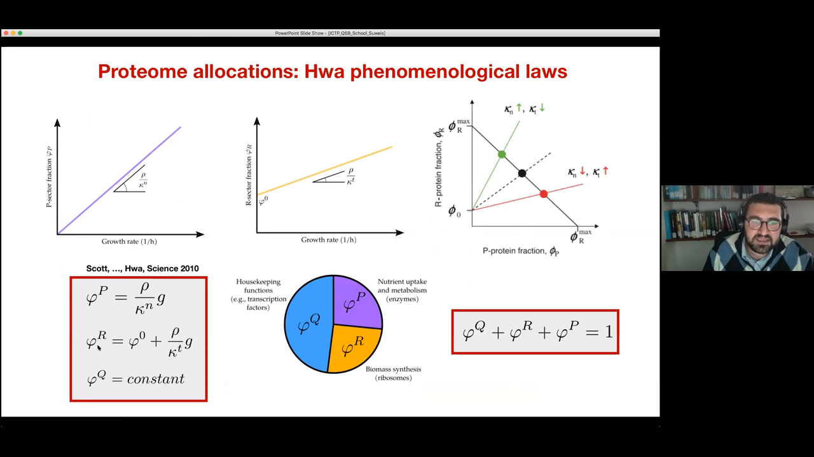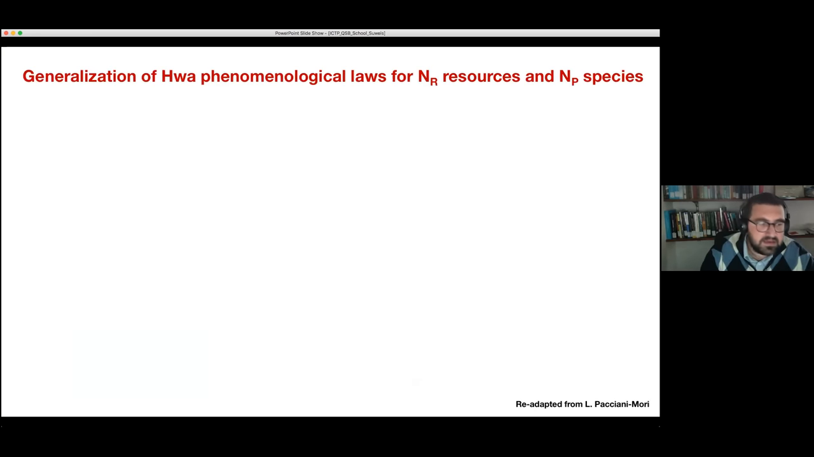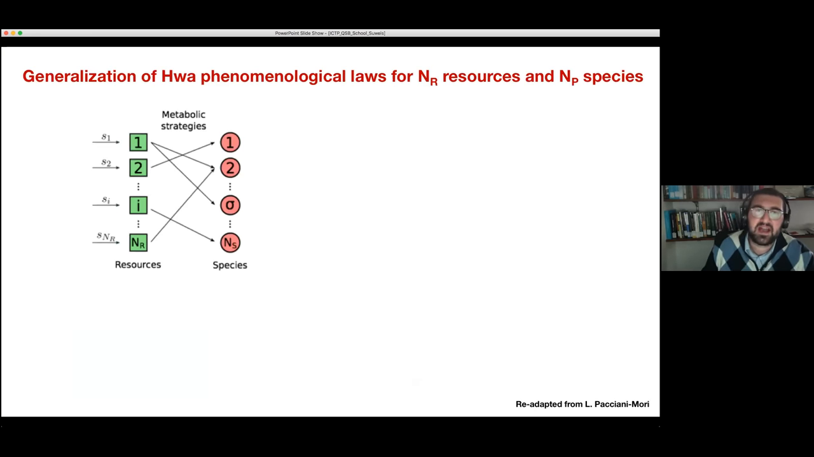The similar is for the R sector. That is proportional to the growth rate, while the housekeeping function is incompressible, is constant. And we have this condition, of course: the total fraction should be one, okay? So what we have done is to generalize first these phenomenological laws for NR resources and NP species, okay?